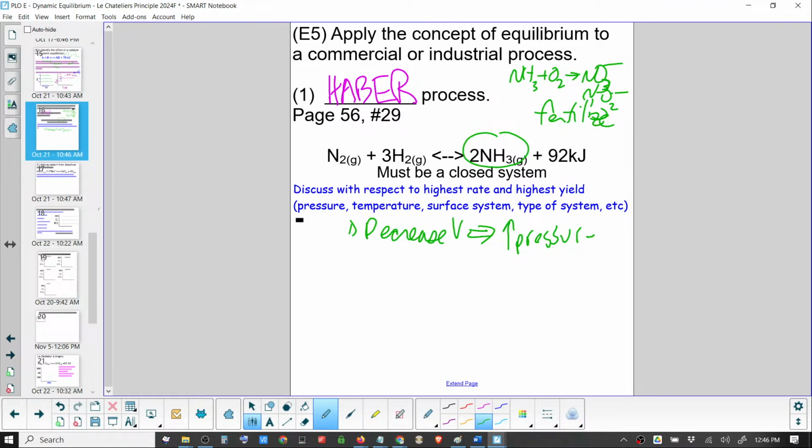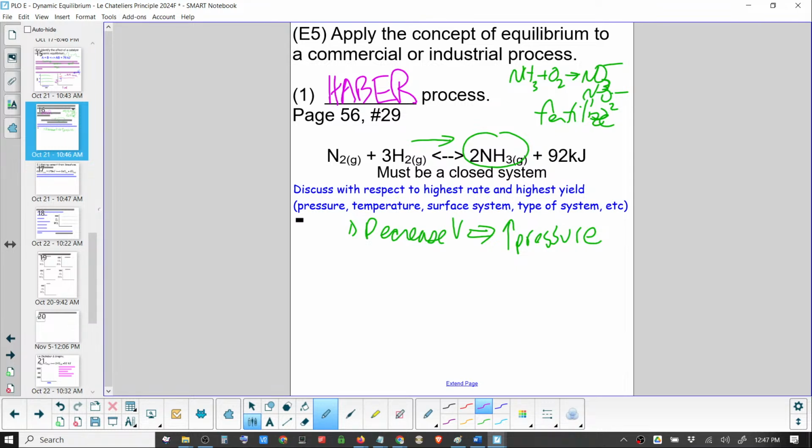Increase pressure. If we increase the pressure, which way will it shift? It'll shift to the products. We have 4 particles to 2 particles, so that will work. Next one.